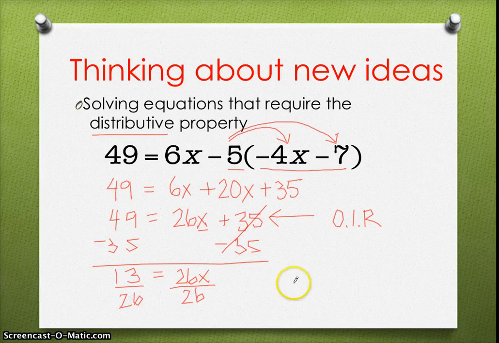That means my answer is x equals 26 on the numerator and 26 in the denominator, which means that we can simplify this to 1. 1 times x will just give us x using the identity property. And then 13/26 simplifies to 1/2. Now, I arrived at the operations of minus 35 and divide by 26 because I went through my OIR method.